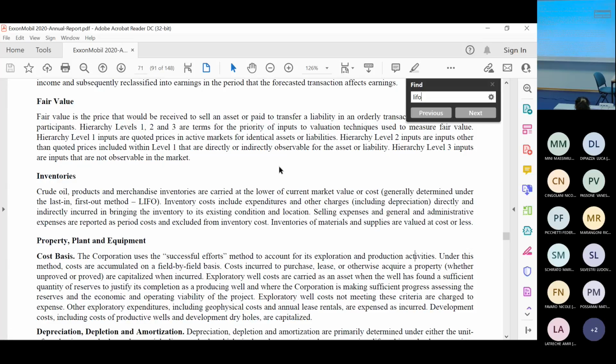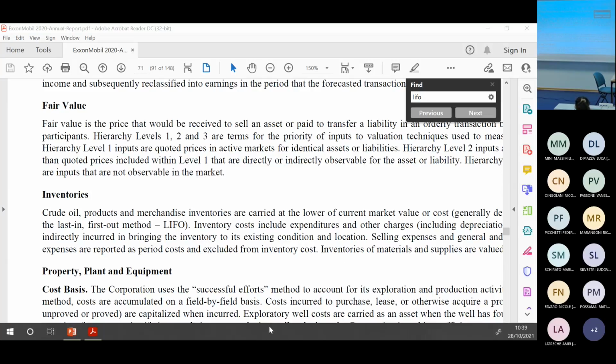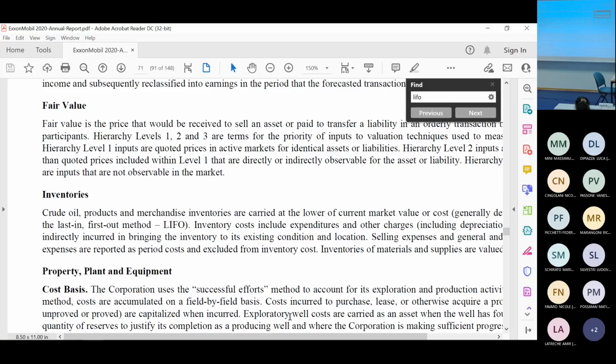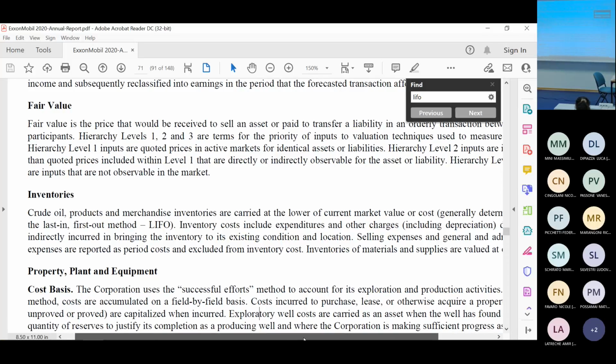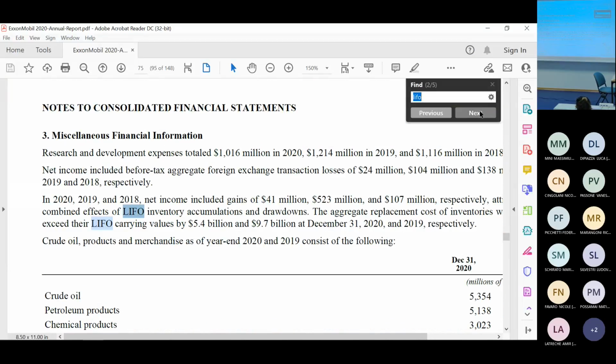Here, you can read it. Hopefully, you can read this. They say that the crude oil, so it's the oil they extract, is carried at the lower of current market value or cost. This is something we will explain. And this cost is determined under the LIFO method. So let's now have a look at the LIFO reserve.